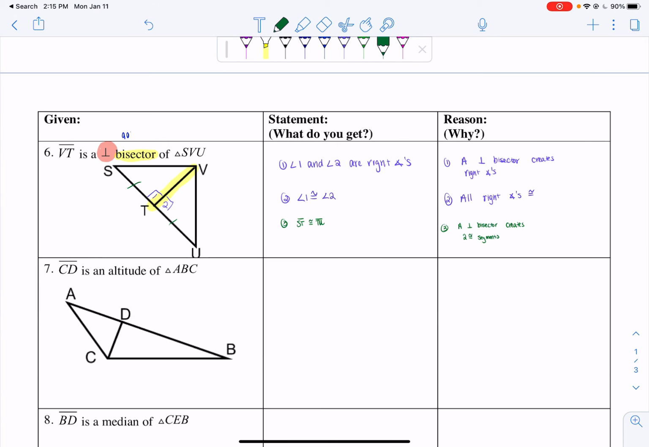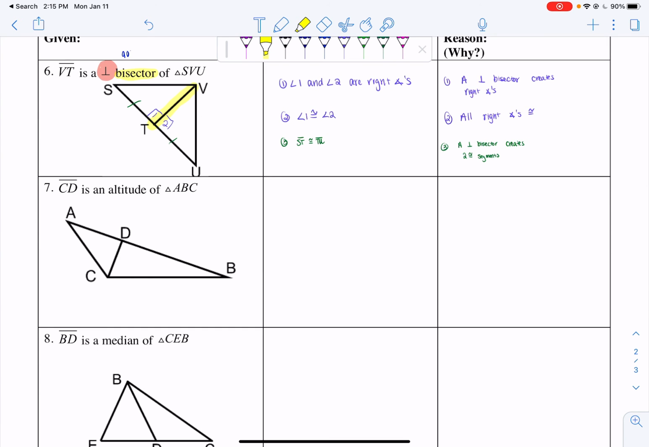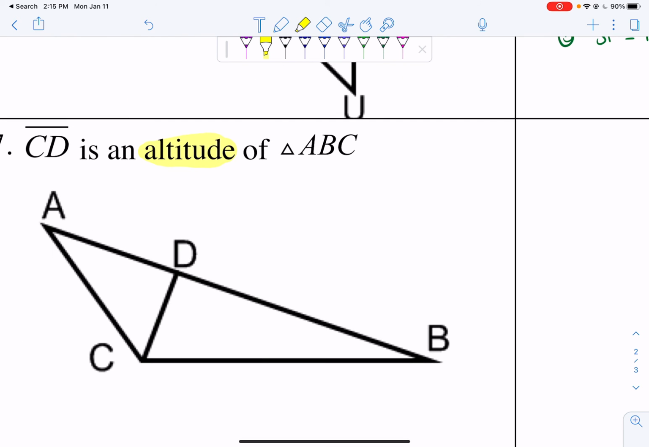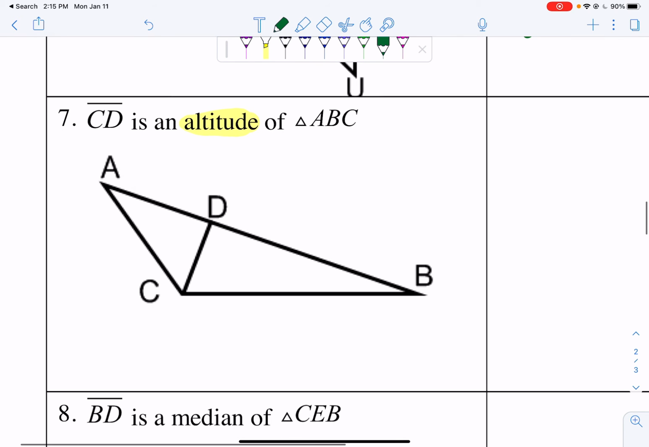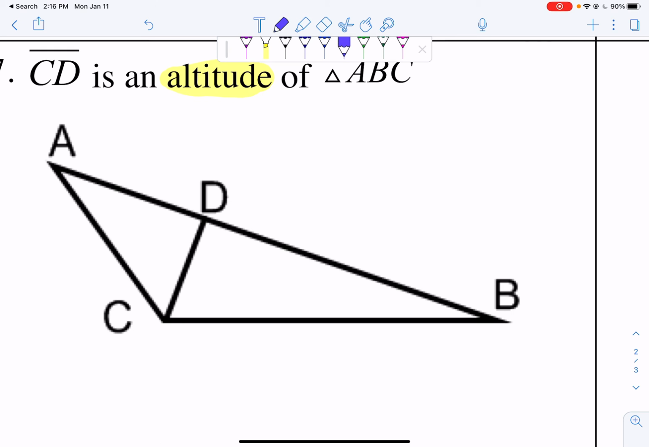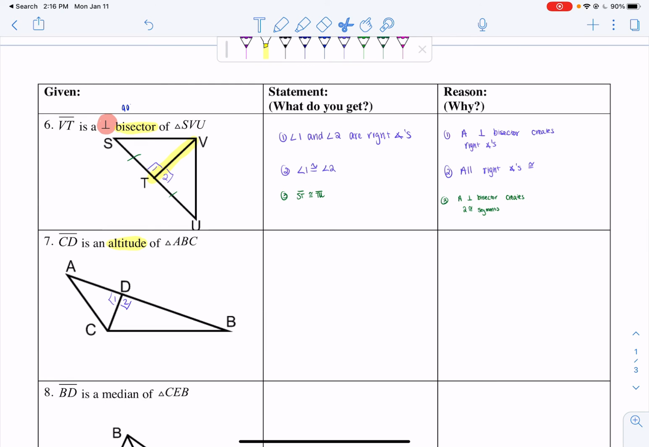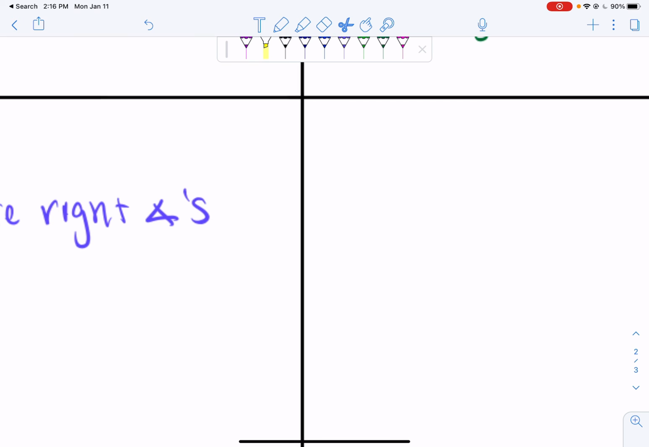Good. Now, CD is an altitude of triangle ABC. Altitude is a keyword. We know altitudes are our highest, so those are going to make the right angles. If you look, I've got a right angle at D. So I have a right angle here and here. I'm going to name them 1 and 2. So I can say angle 1 and angle 2 are right angles. And my reasoning would be an altitude creates two right angles.